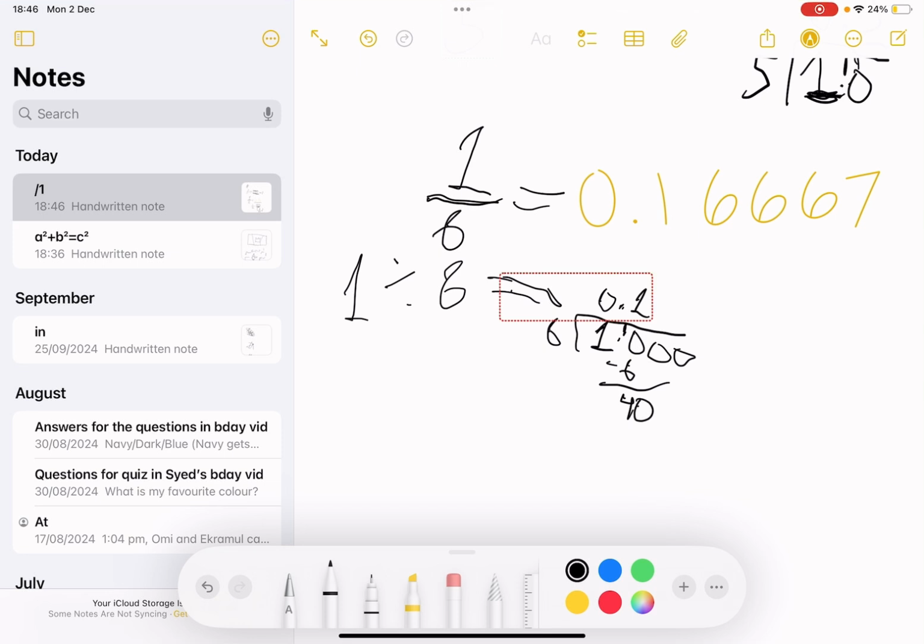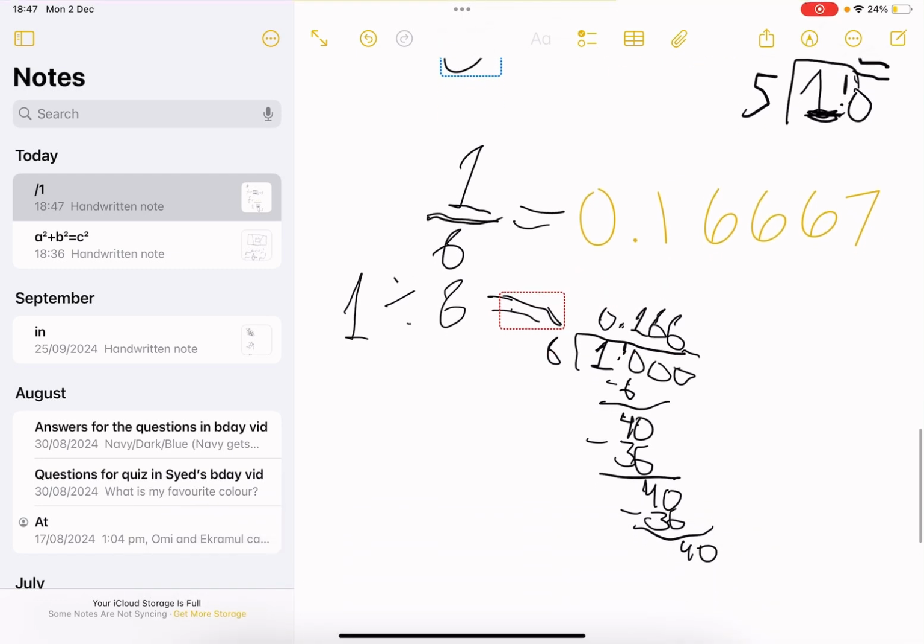40, so 6 goes into 40 how many times? 6 times 6 is 36, which is 4 left over. And then this goes into 6 again, and so on and so forth.